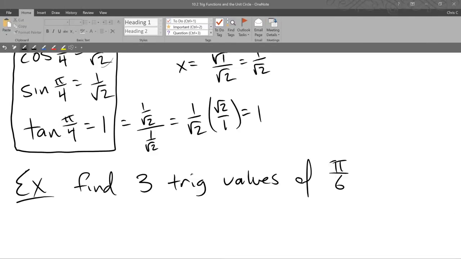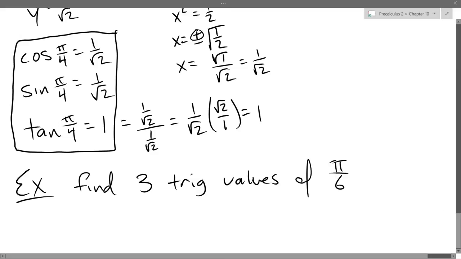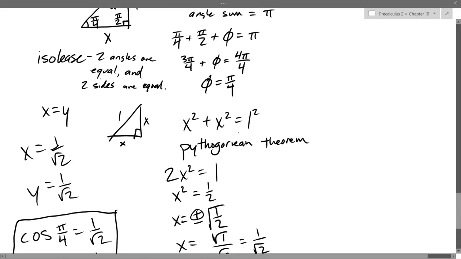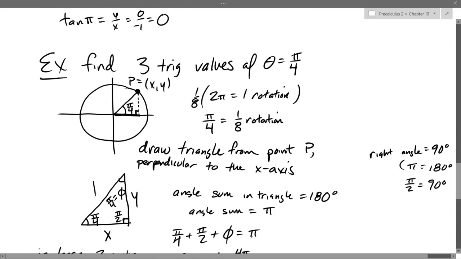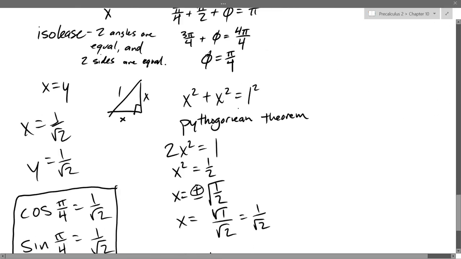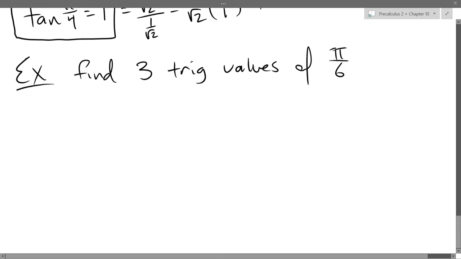So where in the world is pi over 6? I know right away pi over 6 is smaller than pi over 4. You cut into 6 pieces, you're going to have smaller pieces. So exactly how small is it? Let's think about our unit circle. I'm going to write that out again.